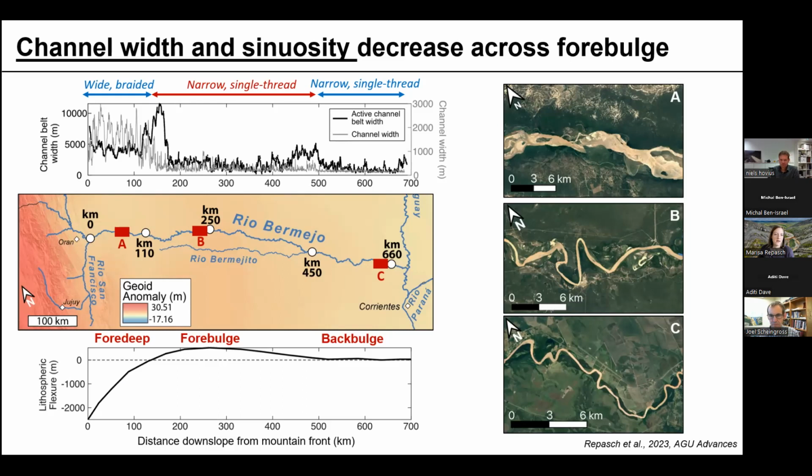And so these places where this channel width breaks also apparently, seemingly line up with these foreland basin features.